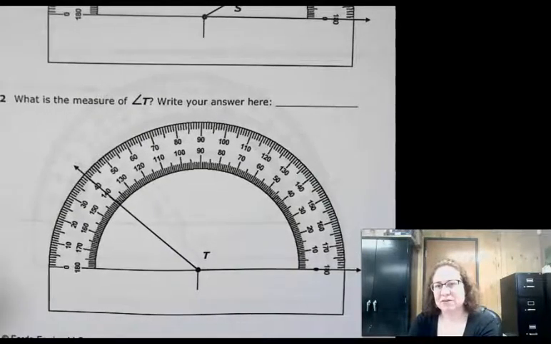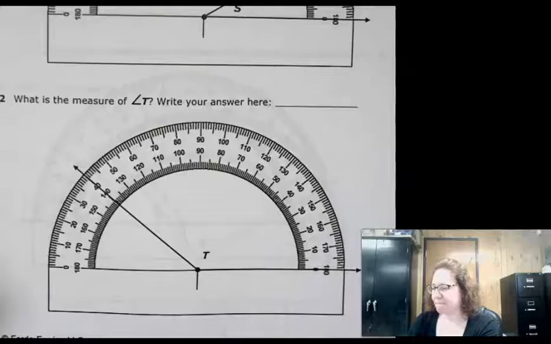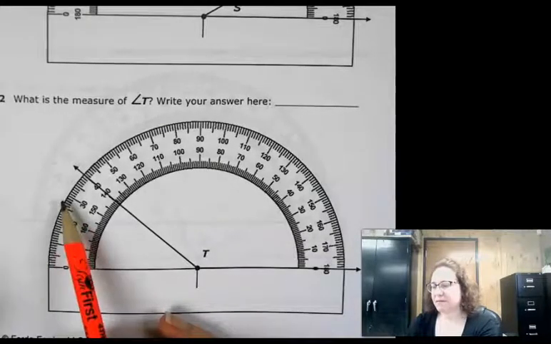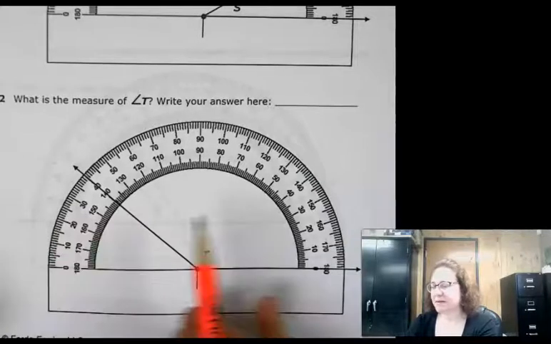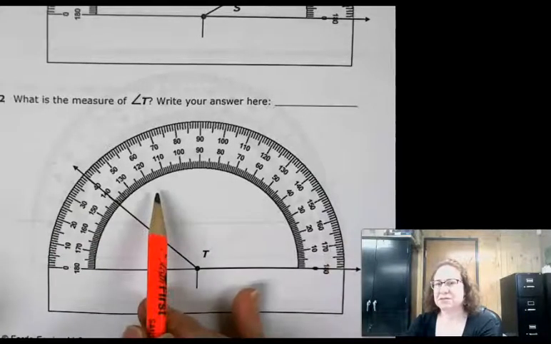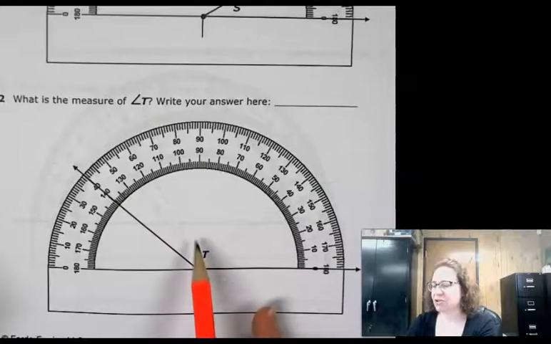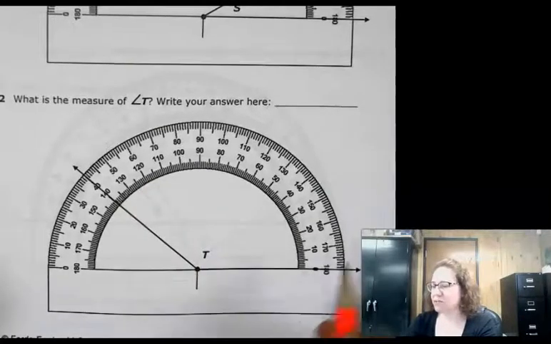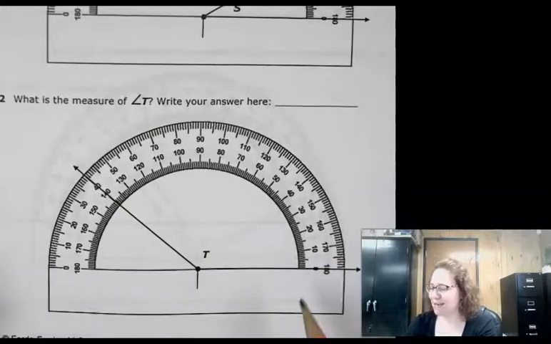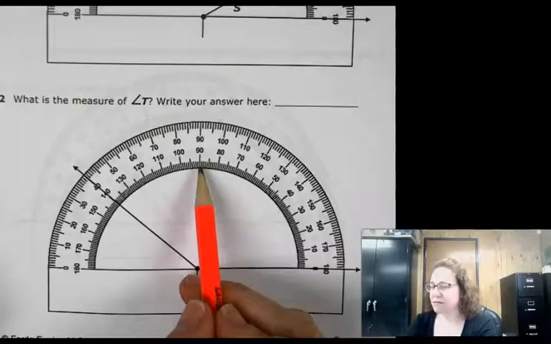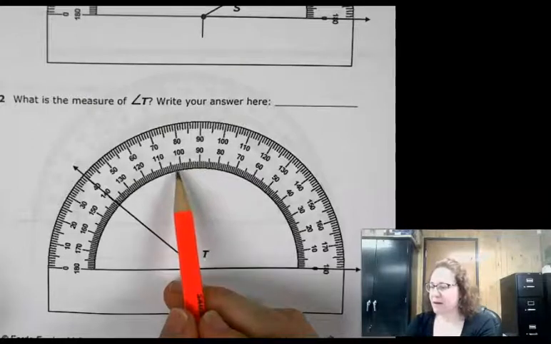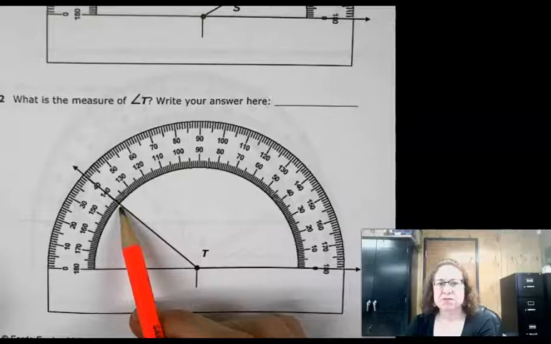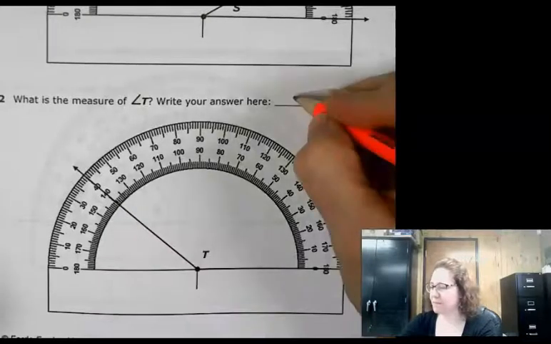Question number 2. What kind of an angle is this? This is 0. Correct. This is an obtuse angle. It is larger than 90 degrees. So we're looking for numbers between 90 and 180 degrees. So let's start here. 90, 100, 110, 120, 130, 140 degrees.